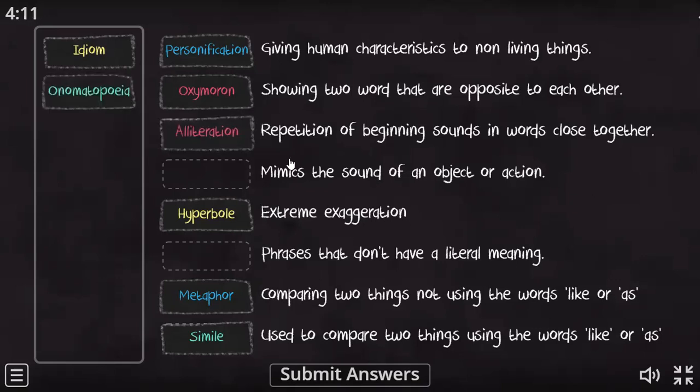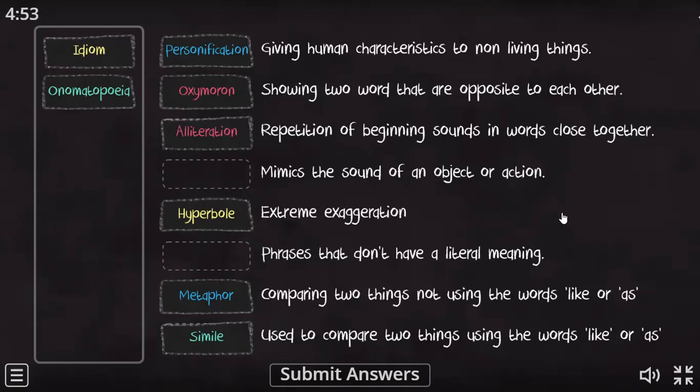Mimics of the sound of an object or action, and phrases that do not have a literal meaning, it means another thing. As when I told you about the dogs and cats: when it is raining cats and dogs, it's not really dogs and cats, but it means that it is raining heavily. Is it onomatopoeia? Are you sure? That don't have a literal meaning.